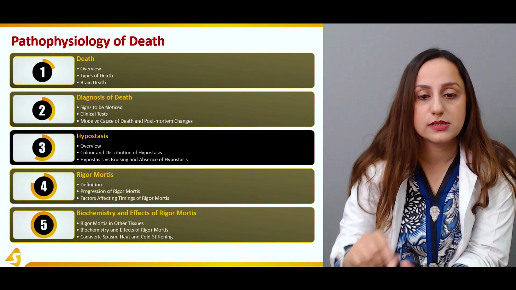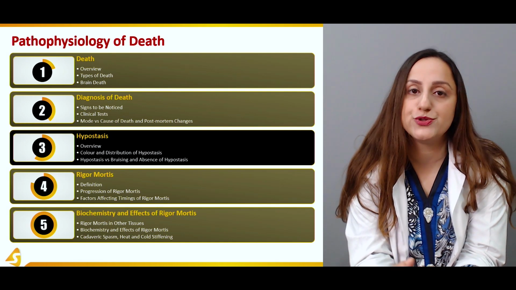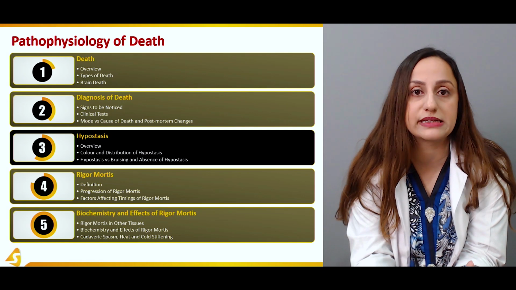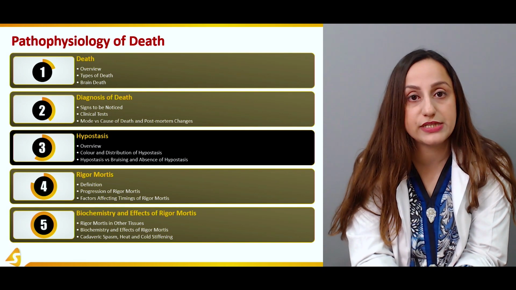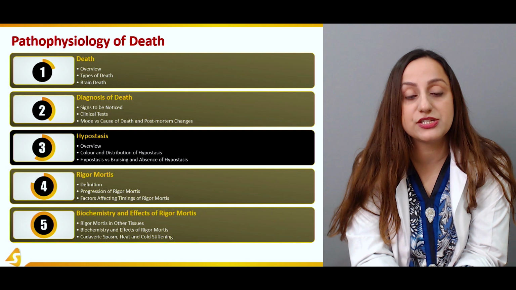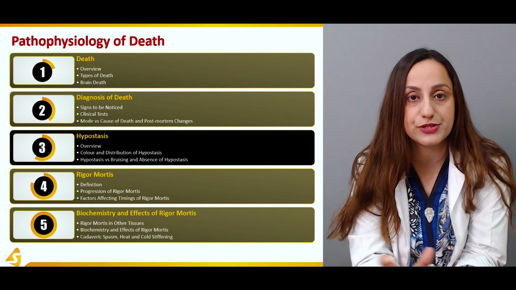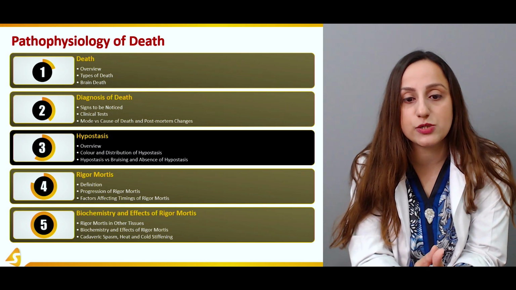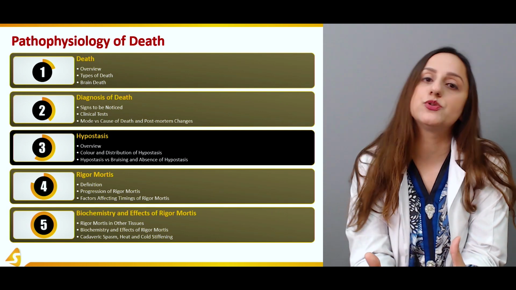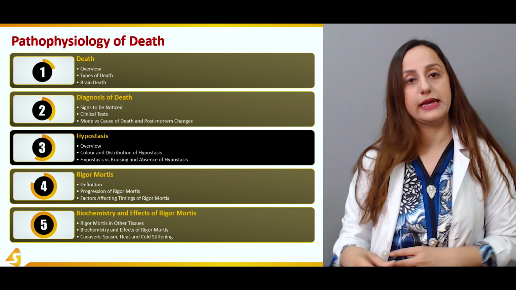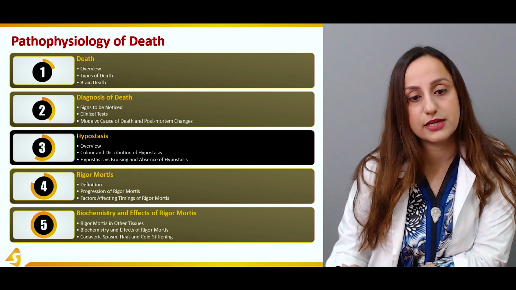So what this section deals with is an overview of the hypostasis, and then the color and distribution of the hypostasis. That has a lot of medico-legal significance, basically. That will establish the time since death, the posture of the body after death, the pathological condition of the person, and the atmospheric conditions in which he was. So the hypostasis versus the bruising is discussed in detail, and the absence of the hypostasis points towards a lot of things in a crime investigation case, and we'll be discussing that in detail in this section.